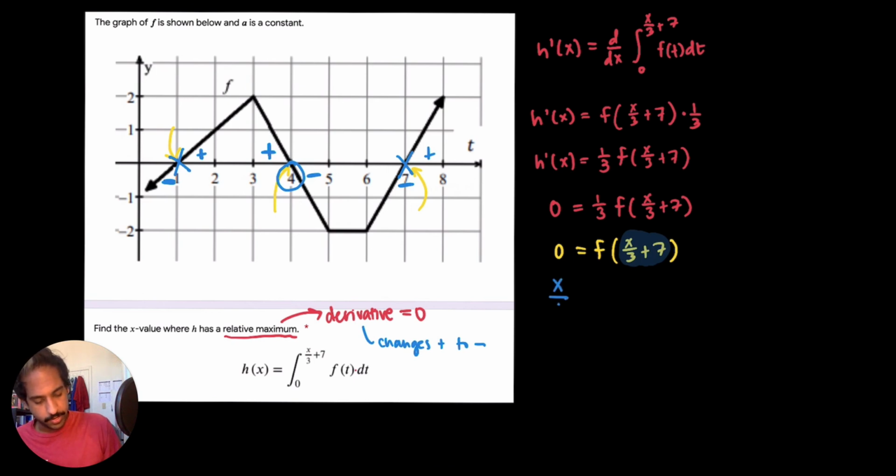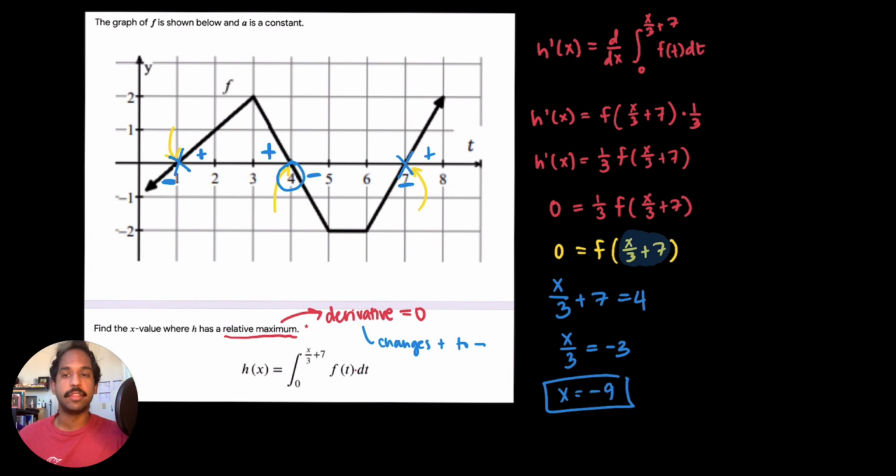So we're going to do that. x over 3 plus 7 equals 4. I'm going to subtract 7 from both sides. 4 minus 7 is going to give me negative 3. So x over 3 equals negative 3. And I'm going to multiply both sides by 3. And our final answer we get is x equals negative 9. And so we see that the function h will have a relative maximum at x equals negative 9, thanks to the fundamental theorem of calculus.